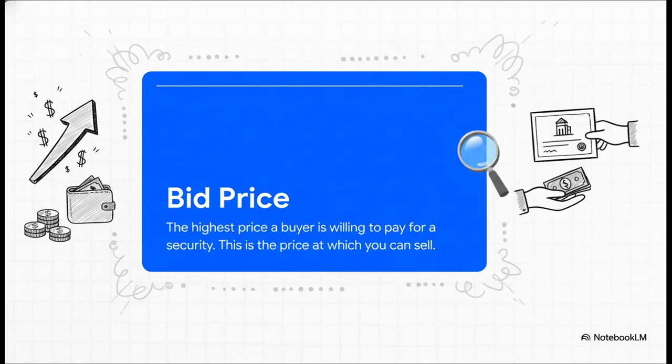First up, the bid price. Let's say you own a share of a company. That's a security, and you want to sell it, like right now. The bid price is the highest offer on the table from someone ready to buy it from you. It's your instant sell button price.